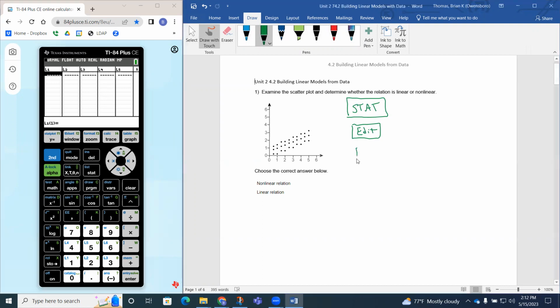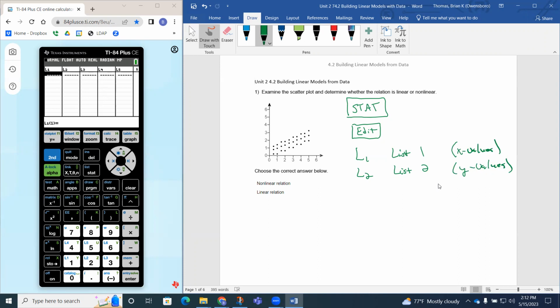So L1 kind of stands for list one. L2 a lot of times stands for list two. A lot of times L1 is going to be our X values, and L2 will be our Y values.